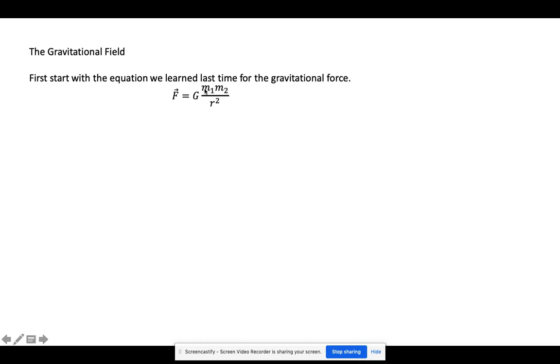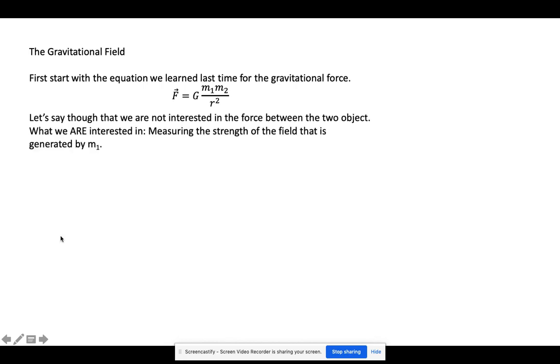So how far apart are these two things? That's what goes in r. And again, you take that fraction and multiply it by this number G to get F. It's always the same number. But let's say we're not interested in the force between those two objects. What are we interested in? What we are interested in is measuring the strength of the field that is generated by m1. So we're only concerned here with m1.